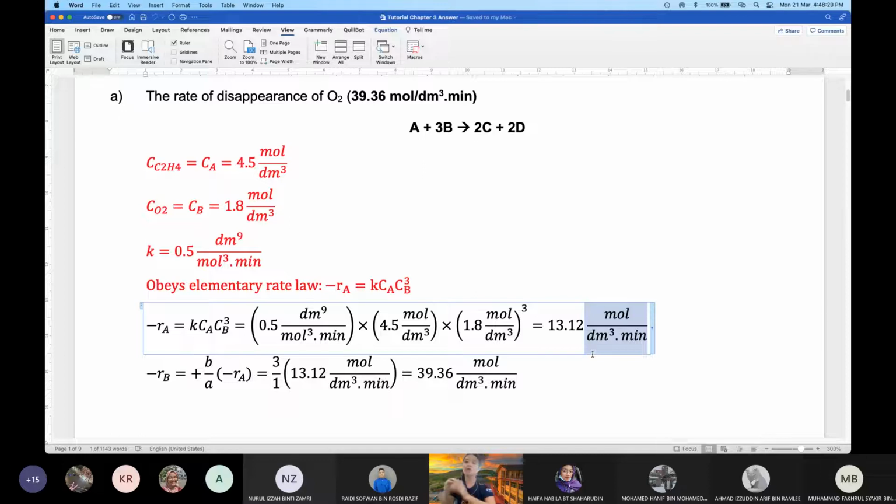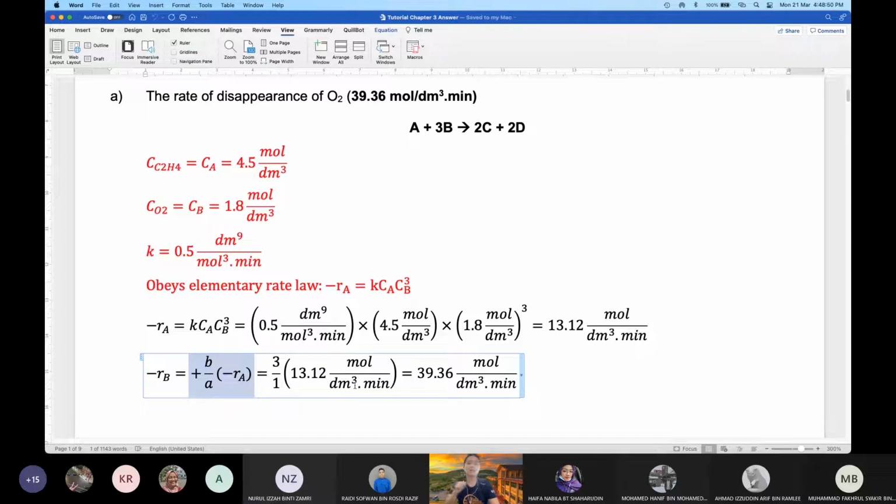Okay. However, you cannot just stop there sebab you just found minus RA. However, the question wants you to find minus RB. Okay, so kalau kamu ingat macam nak cari minus RB, dia kena cari berkaitan dia with minus RA, of which you have to multiply with the stoichiometric coefficient.